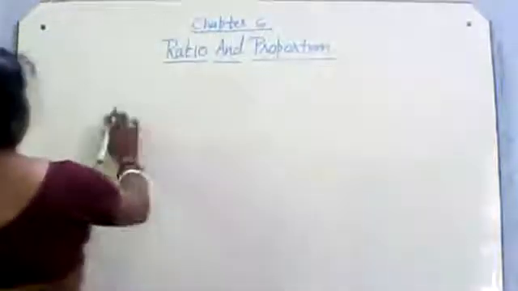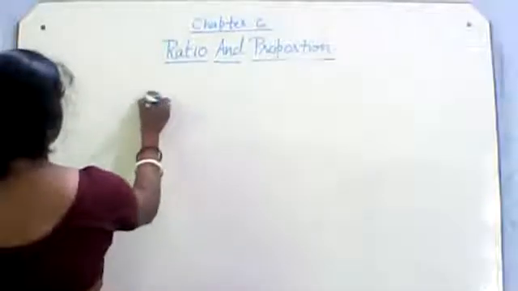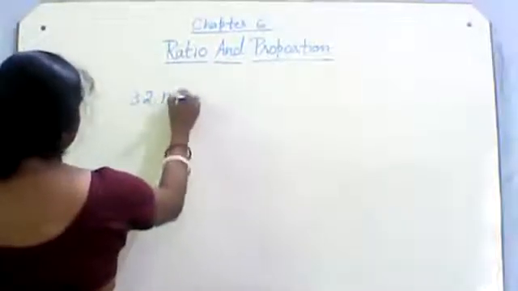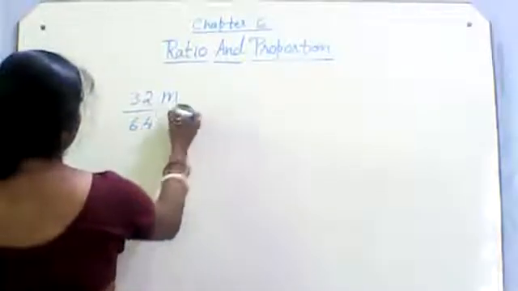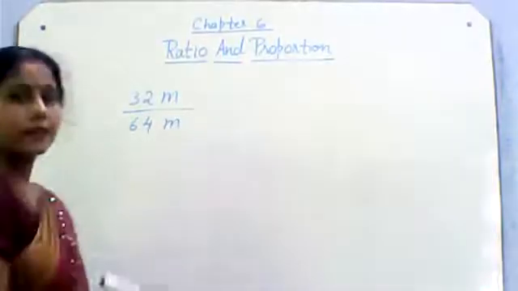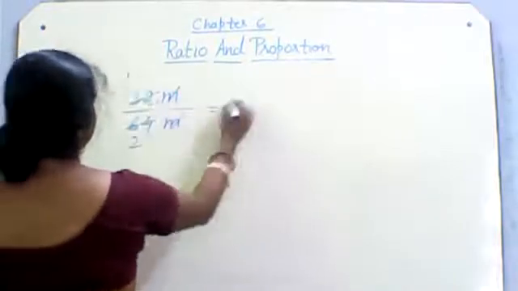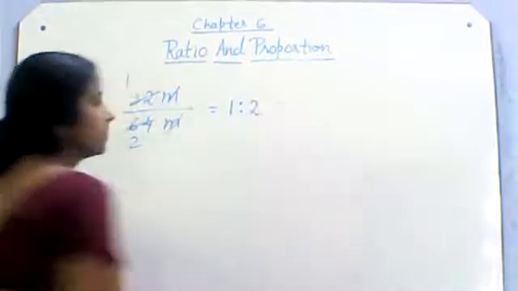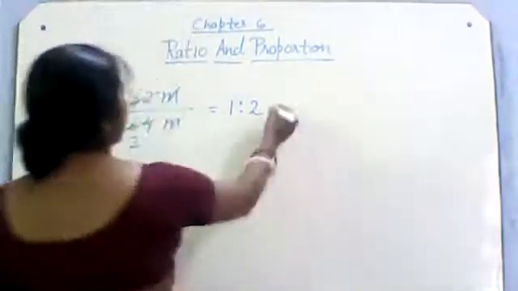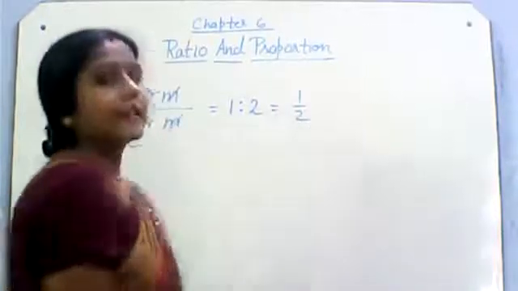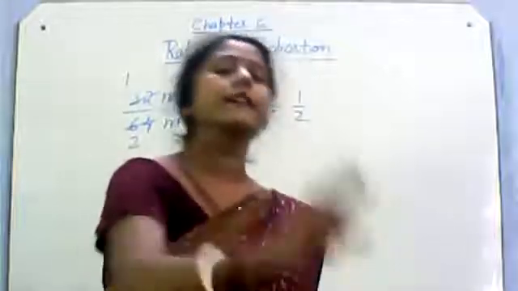If any fraction is given, just now I have told, any fraction is given, that 32 meter divided by 64 meter, then you have to convert it. 32 ones are 32, 32 twos are 64, so this one ratio to convert it. Simple. That you also know. And what ratio, we can write 1/2 also. Any fraction is there, you can convert it in ratio directly.